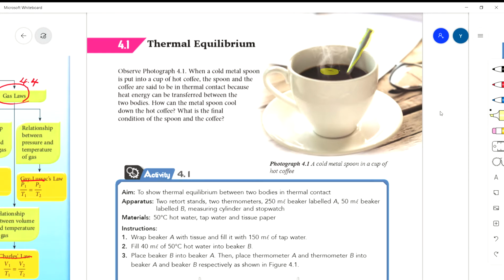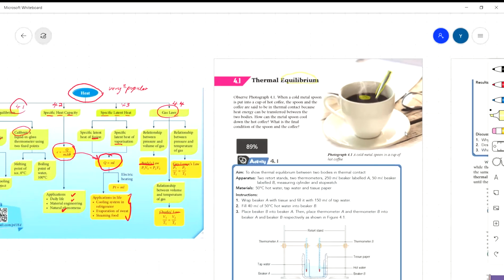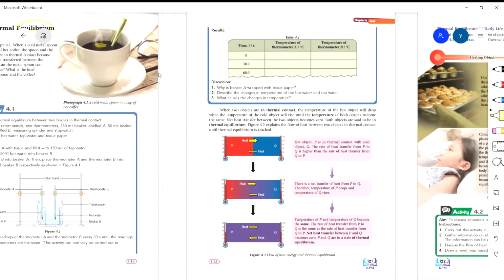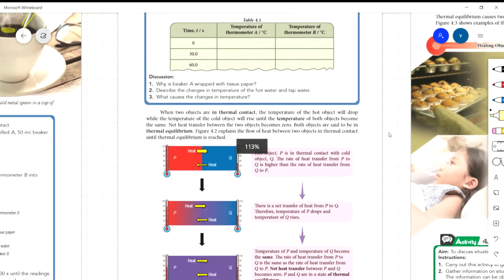But after a certain time, let's say a few minutes, you touch the spoon again, and there is no heat over there. What happened? Disappeared? That is where we call equilibrium. Thermal equilibrium means the heat is transferred until a certain point when there is no more heat transferred. Let's discuss this further. We'll do the experiment later, hopefully.